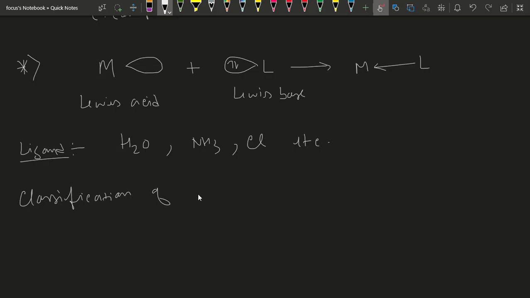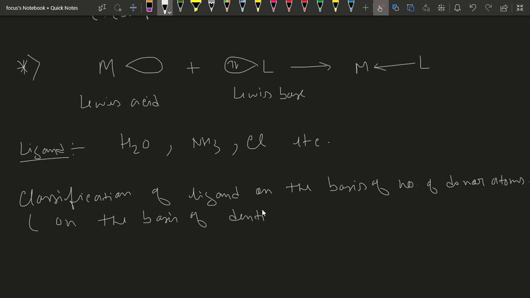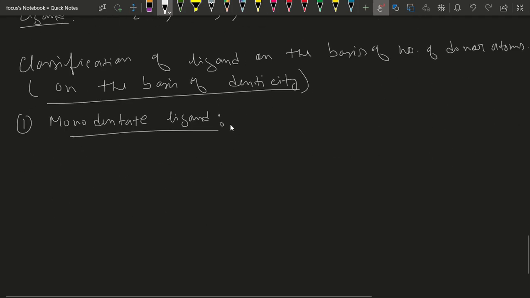The next topic is classification of ligands on the basis of the number of donor atoms, or simply on the basis of denticity. First we have the monodentate ligand. A monodentate ligand has only one donor atom.